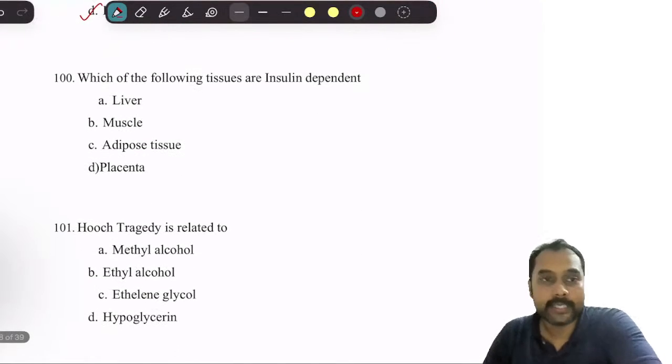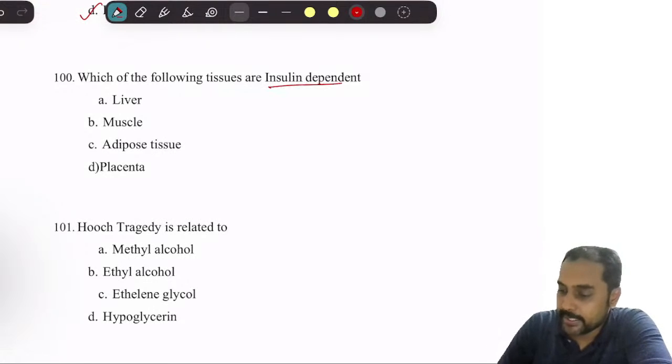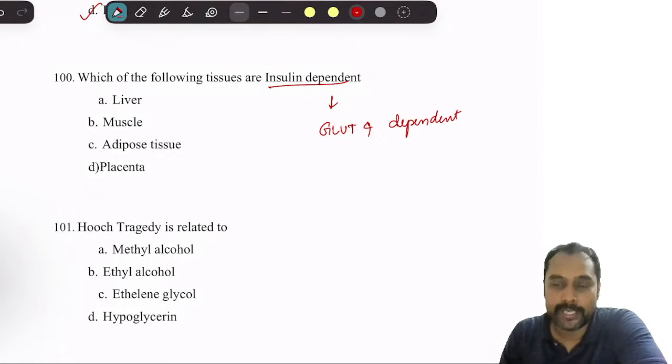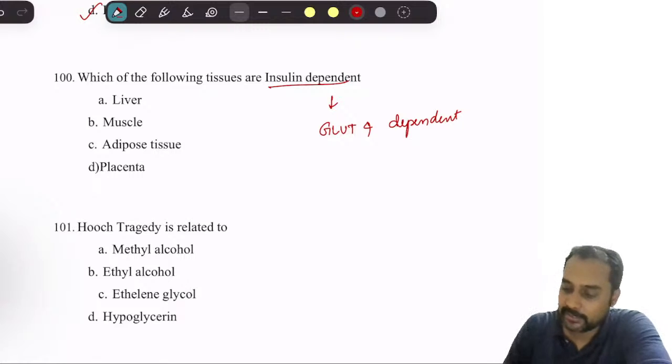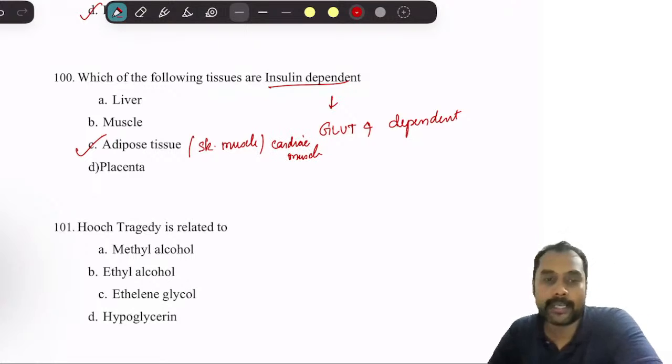So which of the following tissues are insulin dependent? Very simple. They are just asking you what are all the GLUT4 dependent. There are only 3 tissues which are GLUT4 dependent. 1 is skeletal muscle, 2 is cardiac muscle, 3 is the adipose tissue. So skeletal muscle, cardiac muscle, and the adipose tissue. All right.